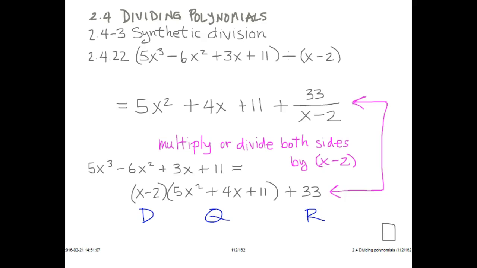Now, observe, if we multiply both sides of that original equation by that denominator or divisor, x minus 2, then we're going to wind up with the second equation. And if we divide everything in the second equation by x minus 2, then we're going to get back to the first equation. So they really do mean the same thing. It's just a question of whether you want to look at it as a division or as a multiplication.